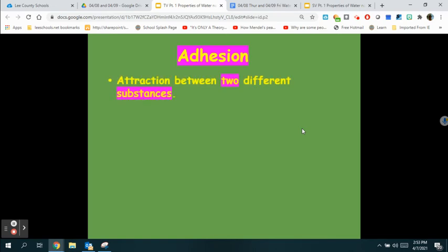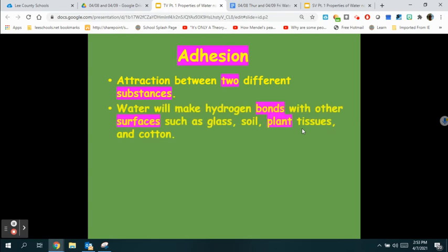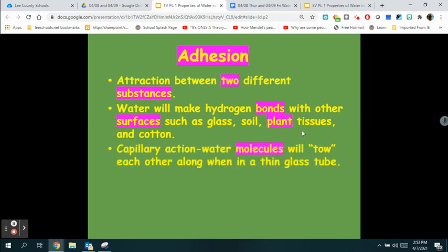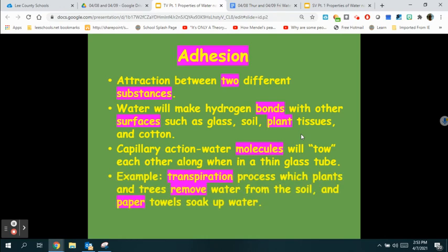Adhesion is attraction between two different substances. Water will make hydrogen bonds with other surfaces such as glass, soil, plant tissues, and cotton. Capillary action: water molecules will tow each other along when in a thin glass tube. Examples are the transpiration process, in which plants and trees remove water from the soil, and paper towels when they soak up water.